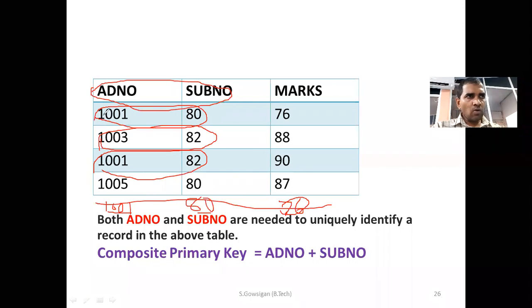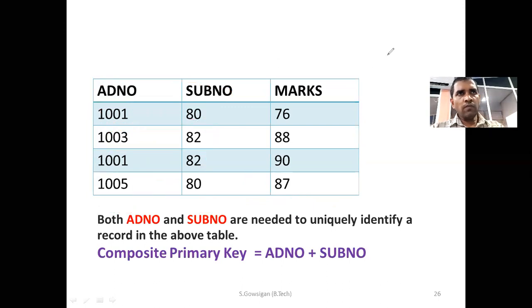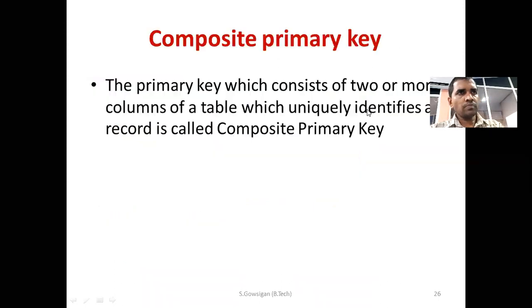Look, the first record can be identified using 1180. When I call 1180, that record is identified. When I call 1382, the second record is identified. The third record is identified using 1182. Exactly the same as the primary key definition. Take a look at the definition now.